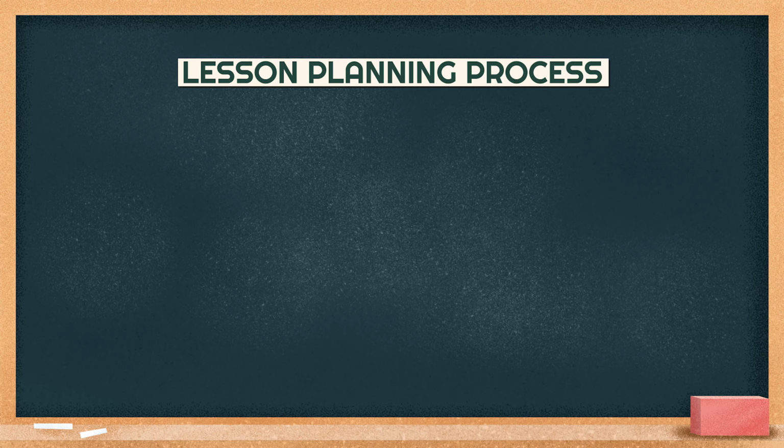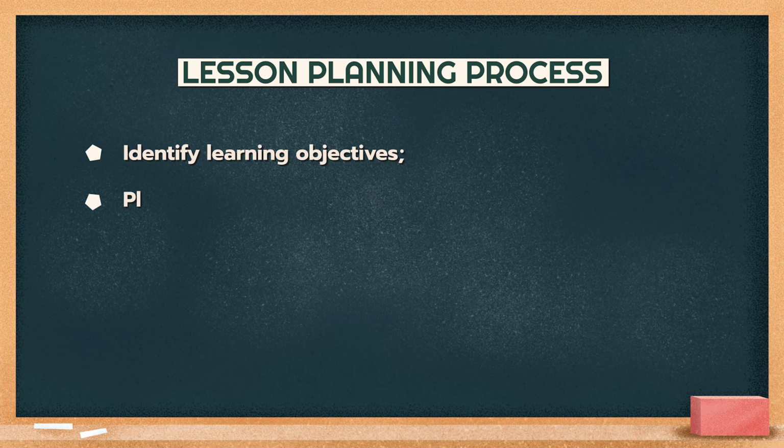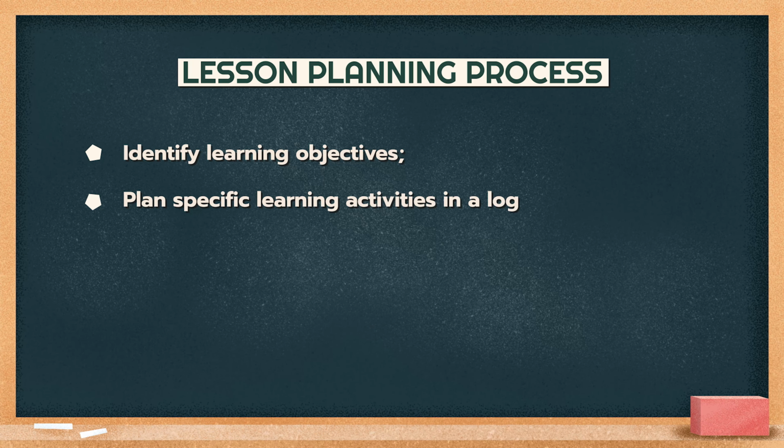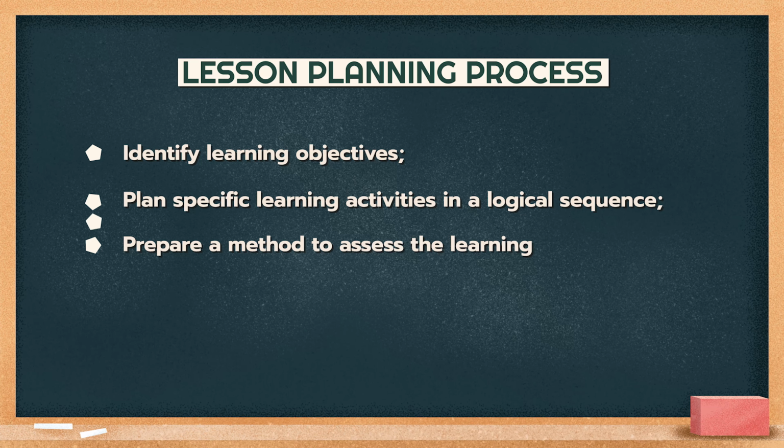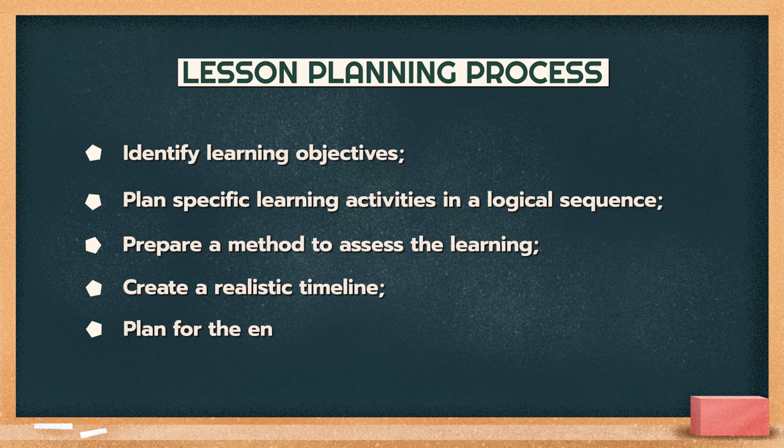The lesson planning process should include the following steps: identifying learning objectives, planning specific learning activities in a logical sequence so the lesson meets its objectives, preparing a method to assess the learning, creating a realistic timeline, planning for the end of the lesson. Like we said, one of the first things you need to do for a lesson plan is to define some clear learning objectives. We'll talk about how to do that effectively in the next video.